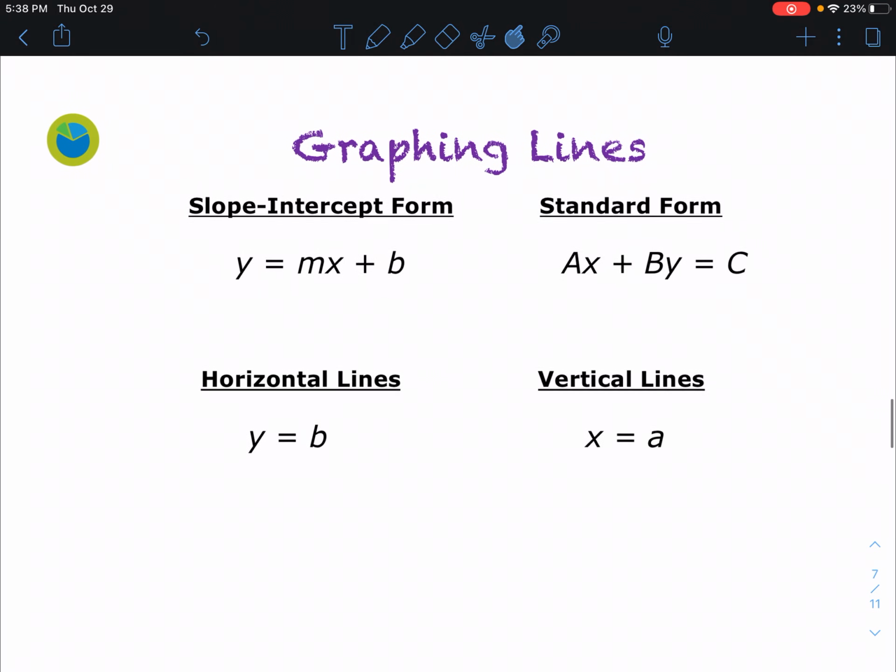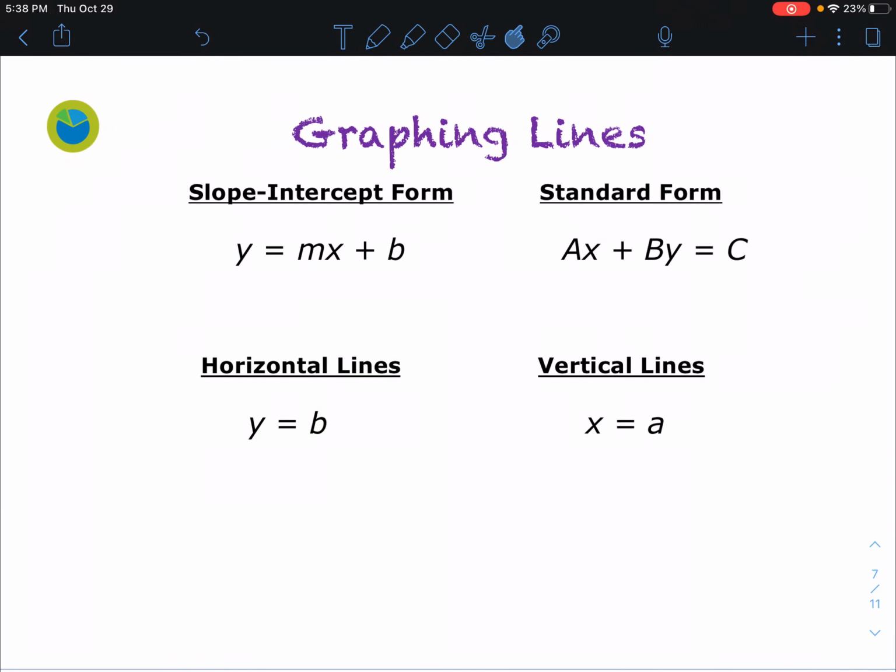Okay, as a quick review, we have 4 types of lines that we have talked about. Slope-intercept form: to graph lines in slope-intercept form, you want to start with your y-intercept, plot that, and then you're going to do the slope next, rise over run. If it's in standard form, you are going to use the cover-up method, and that will give you your x and y intercepts.